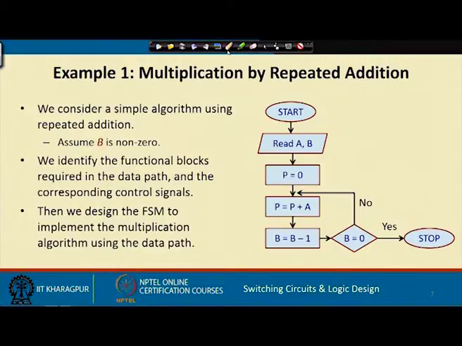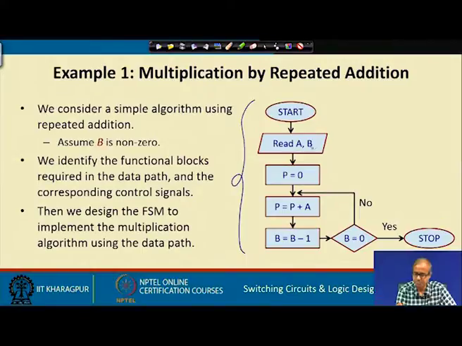The steps are explained in flowchart form like this. The two numbers are A and B, which are first given, and P is the final product, which is initialized to 0. And in a loop, we continuously add A to P, P plus A, and put the result back into P. After every addition, we decrement B and test whether B has reached 0 or not. If it is not 0, we go back.